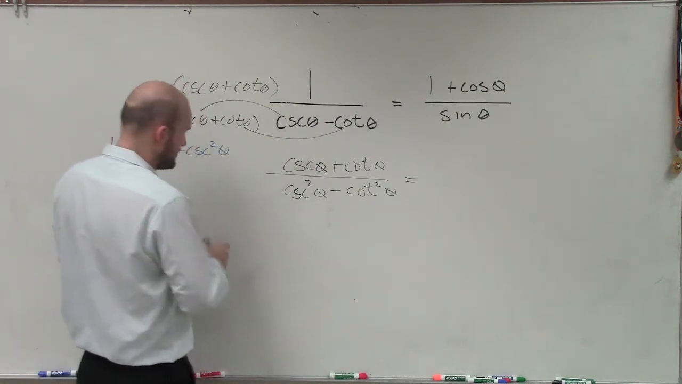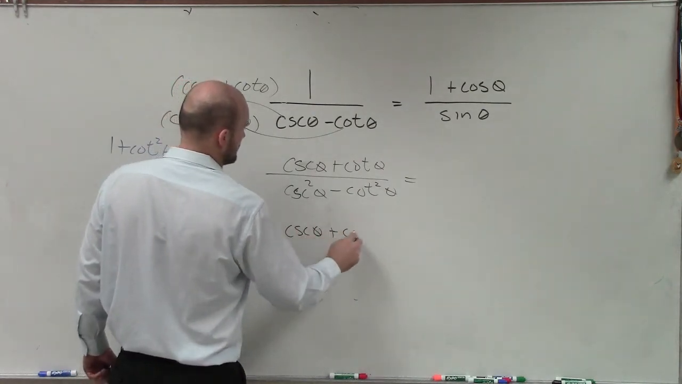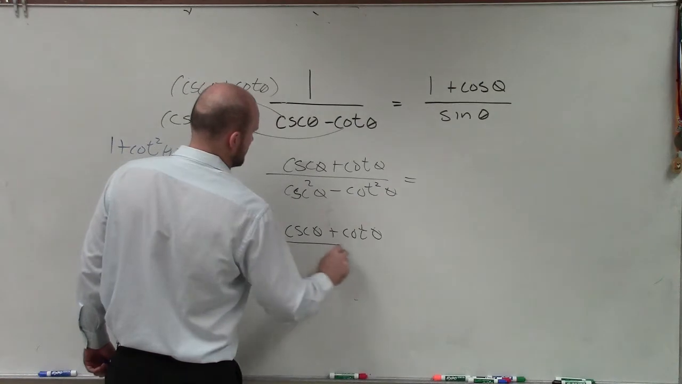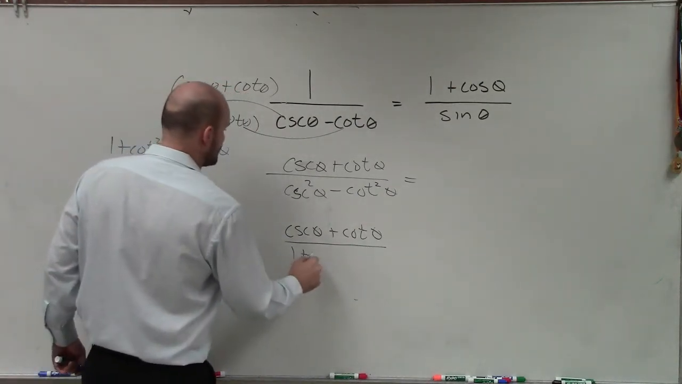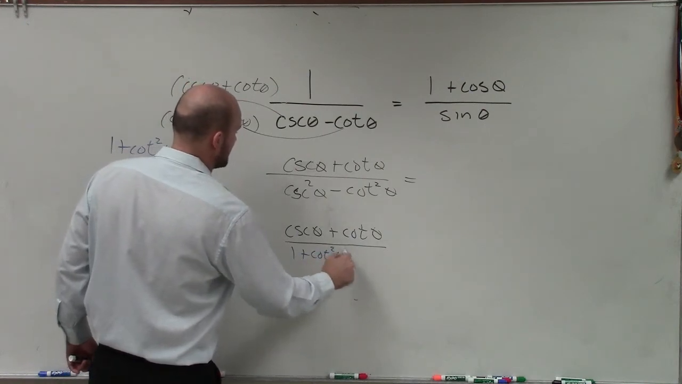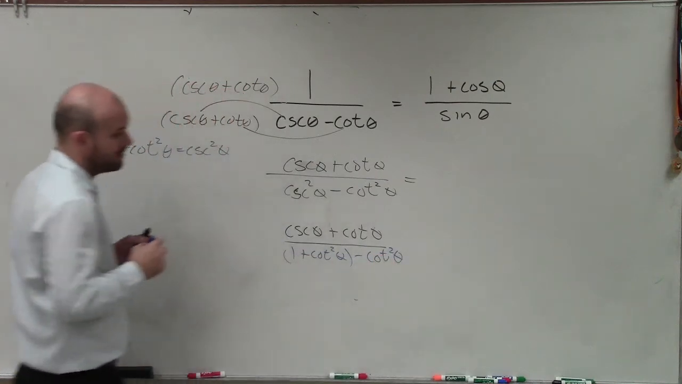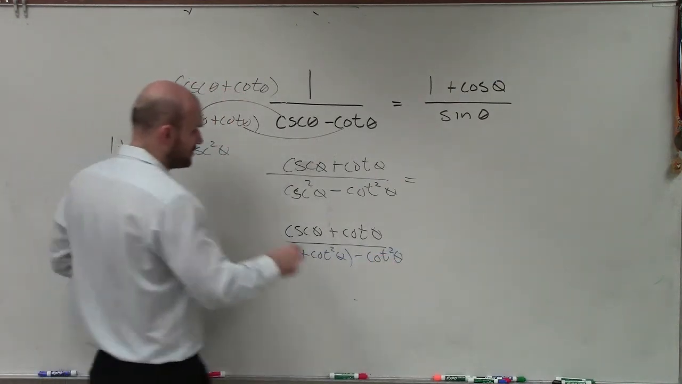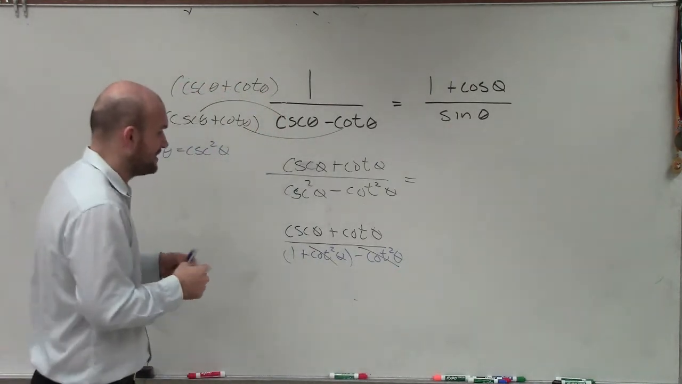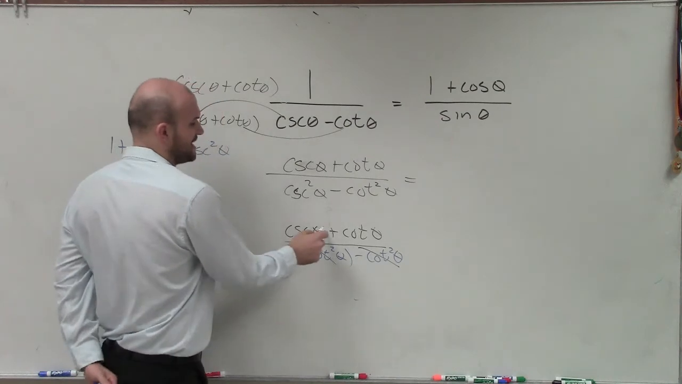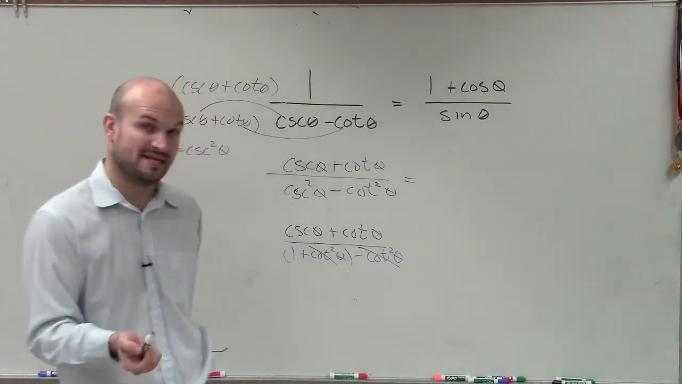So what I'm going to do is rewrite this problem. And now I'm going to rewrite cosecant squared of theta as 1 plus cotangent squared of theta. And that's going to be minus cotangent squared of theta. Well, what we can see now is these cotangents are going to divide out. And that's just going to leave me with the number 1. So by leaving me with the number 1, I'm just left with cosecant of theta plus cotangent of theta over 1, which is just cosecant of theta plus cotangent of theta.